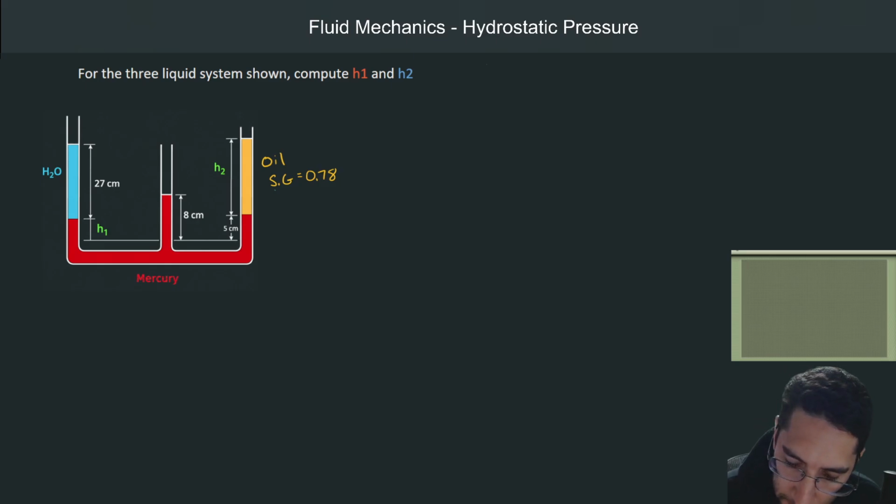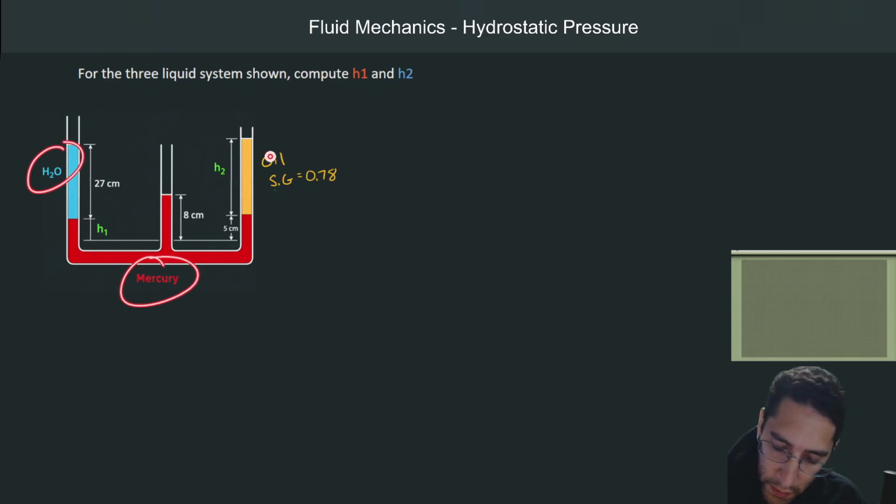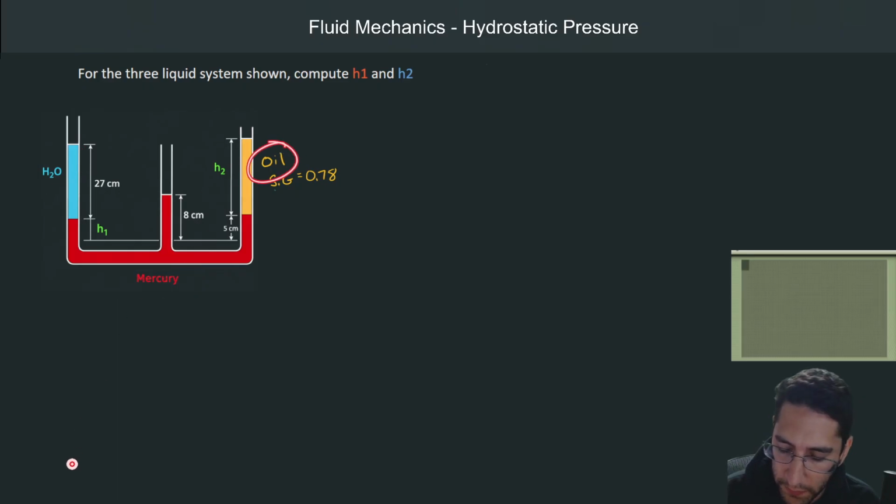In this problem, I am asked to figure out what H1 and H2 are for these three liquids that we have: water, mercury, and oil. We are not given in the problem statement the densities of any of these liquids, so we can look them up in a table.